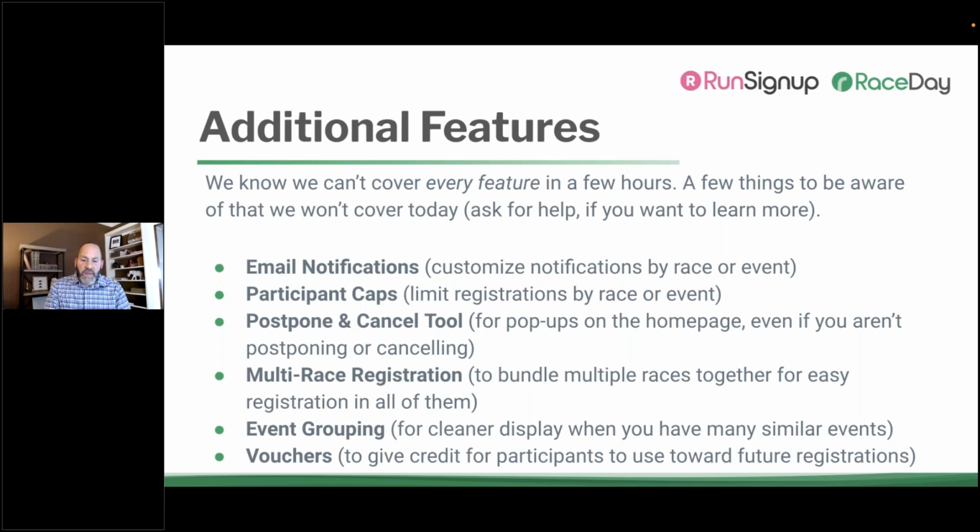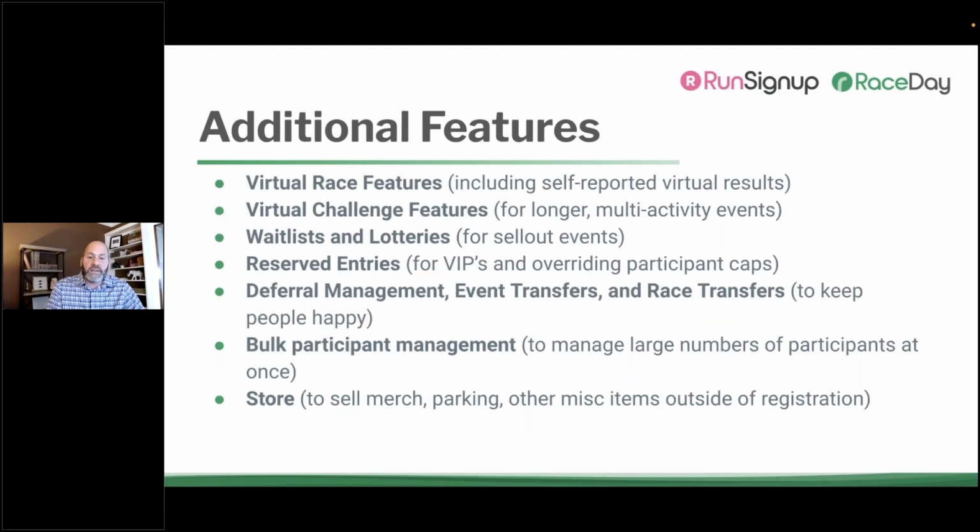How do you group things so that you have a cleaner display if you've got lots and lots of events, but there's categories that you want to indicate, and that's easier for them to view as they're choosing what they want to do. Offering vouchers that give folks credit to use towards a future race. Features that are for our virtual and challenge. I mean, so many incredible tools there. Again, if you haven't tried it before, still consider hybrid options are great as people are still coming out of the pandemic. Wait lists and lotteries and reserved entries for really high demand races, or for our VIPs, special lists of people that you only want access at certain times or to get certain pricing.